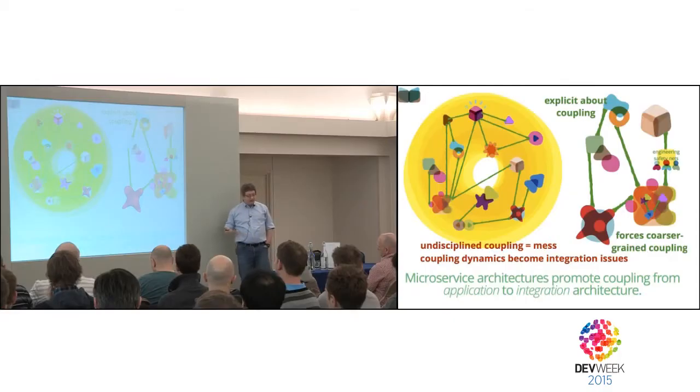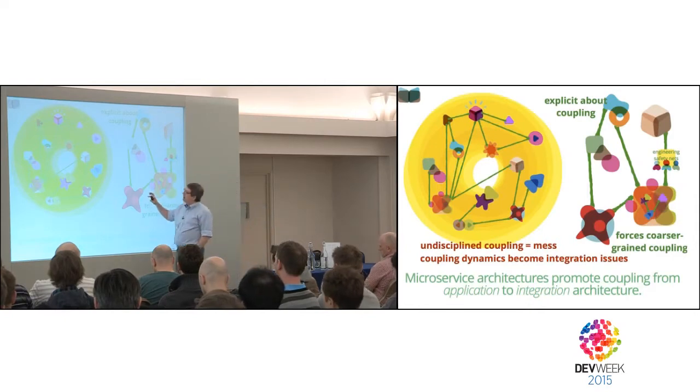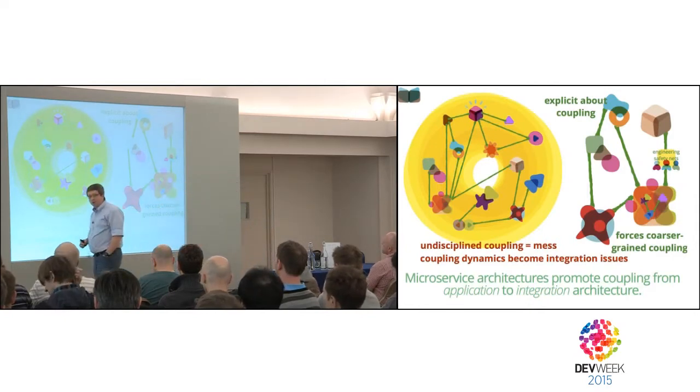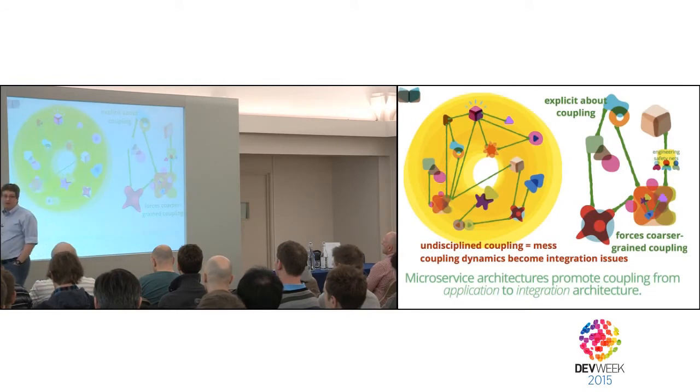You can manage the collaboration between these services. It forces a coarser-grained coupling than you have with application architecture. You have to think more carefully about what kind of information is passed back and forth, and things like aggregate and composite information, how you want to handle that. If you have really undisciplined coupling in a microservices architecture, you get a real mess.